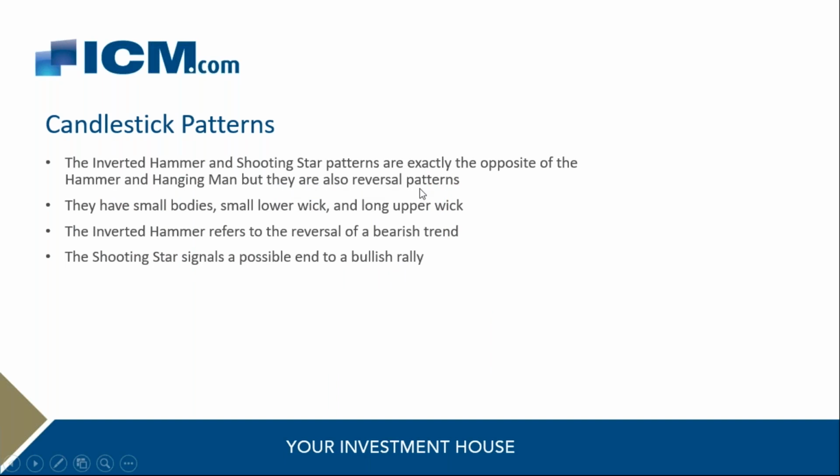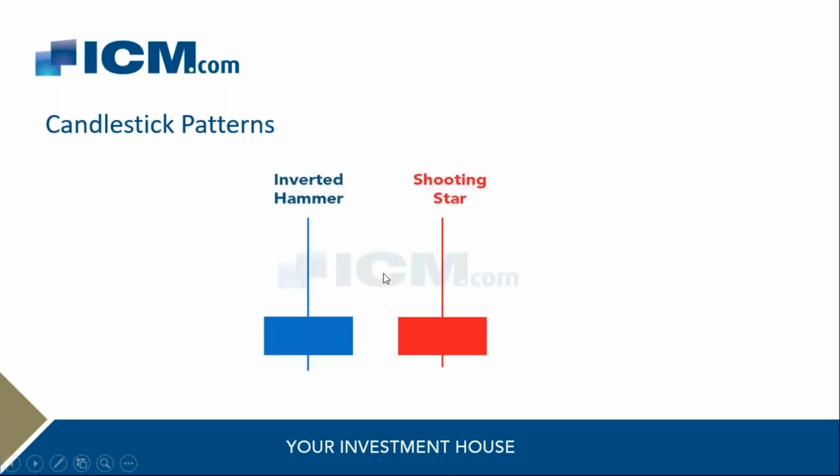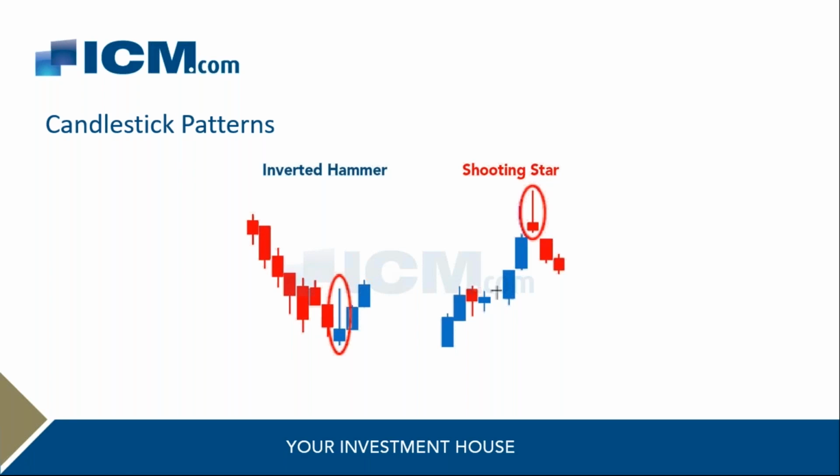As I said, a reversal pattern is where, when a bullish trend is there and this formation pattern comes, it's going to be a downside trend. Obviously, the pattern is going to be a reversal of the bullish trend. They all have small bodies, a smaller lower wick, and a longer upper wick. The inverted hammer signals the reversal of the bearish trend, and the shooting star signals a possible end to the bullish rally. Let me give you a small brief on how exactly it's going to look on a chart.